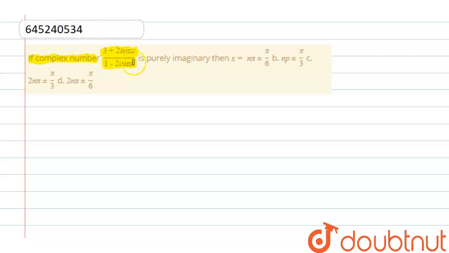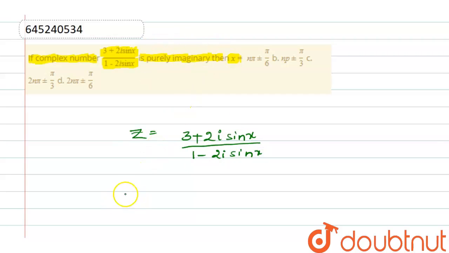Here the question is given: if the complex number (3 + 2i sin x) / (1 − 2i sin x) is purely imaginary, then the value of x is equal to what? Here the value of z is (3 + 2i sin x) / (1 − 2i sin x). This value is purely imaginary, so the real part becomes 0.